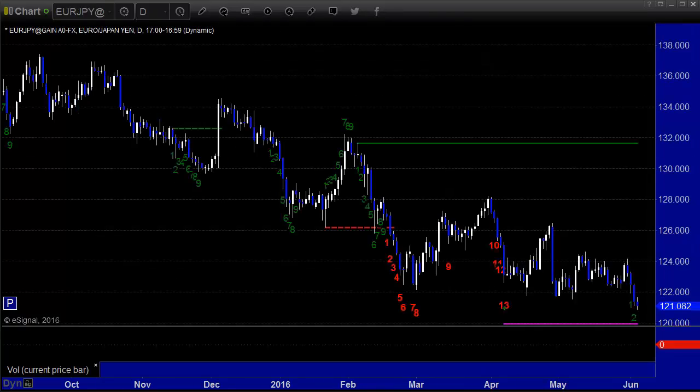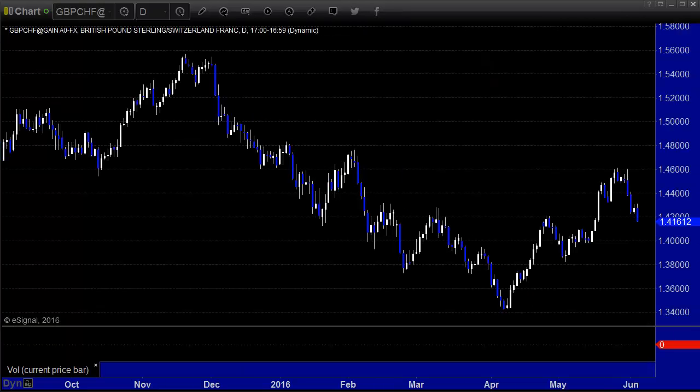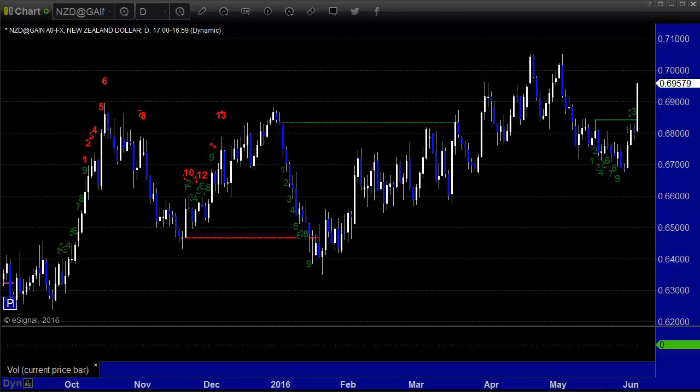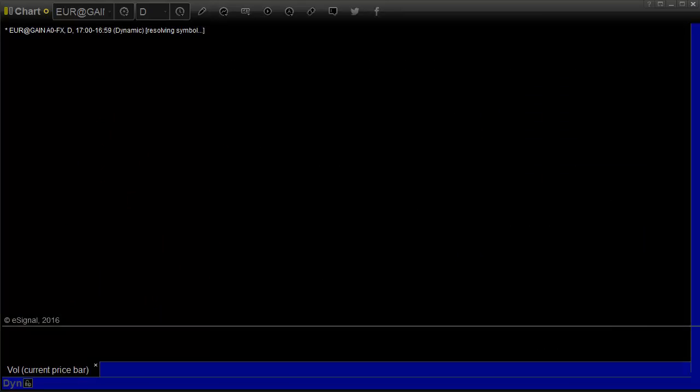Pound yen breaking to near the lows. Euro yen actually making new lows. It'll be interesting to see what that does when it hits that pink static trend line. Pound Swiss also down for the session or for the week, and the New Zealand dollar up, as you would expect, against the dollar there. So, it was a slow week until then.